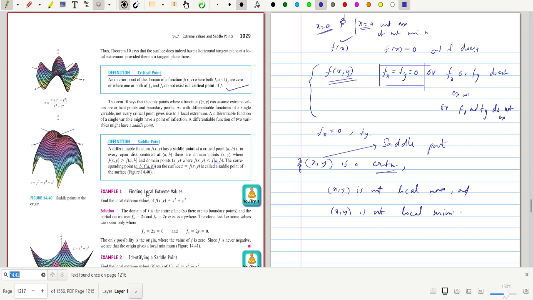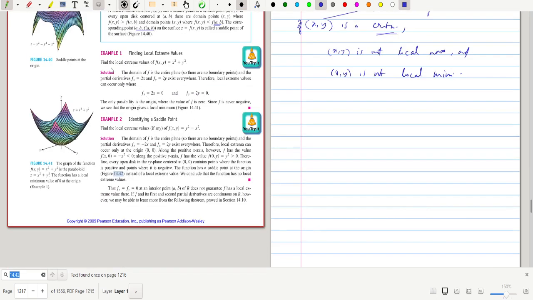So now we can discuss the problems. Example one is an illustrative example. The domain of f is the entire plane, so the x y plane is the domain here, and f of x y is x square plus y square.